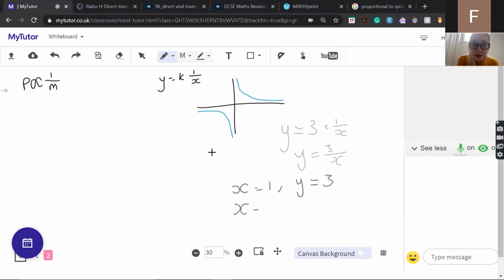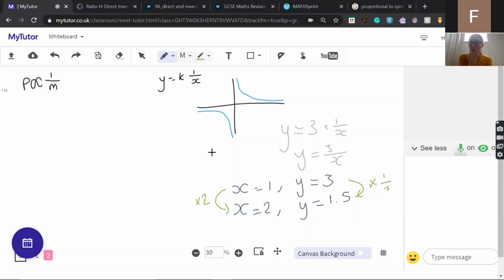When x is 2, y is 3 over 2. So I'd probably normally write that as 3 over 2, but I'll write it as 1.5 just so that you can see both ways. And what we can see here is that when x doubles, y halves. And if x was to be multiplied by 3, y would be divided by 3. So it's this inverse relationship.